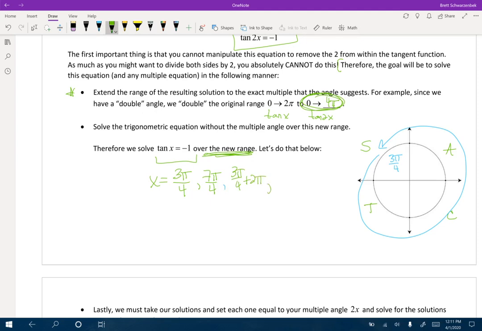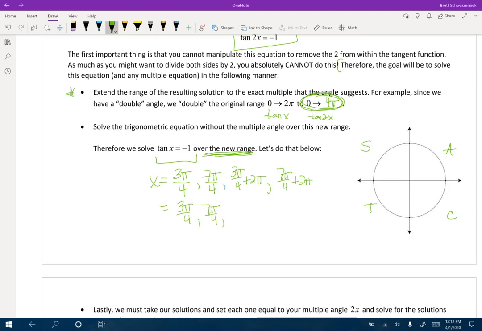If I was doing the same thing for 7 pi over 4, then I would be here. And if I need to go around again, I have to add 2 pi to that and get 7 pi over 4 plus 2 pi. So just to be clear, all I'm doing is finding the next rotation around the circle if I had to go around again, which is the purpose of this problem. So what am I getting if I do that? I get 3 pi over 4 and 7 pi over 4, our original angles, but I also get the next iteration of that.